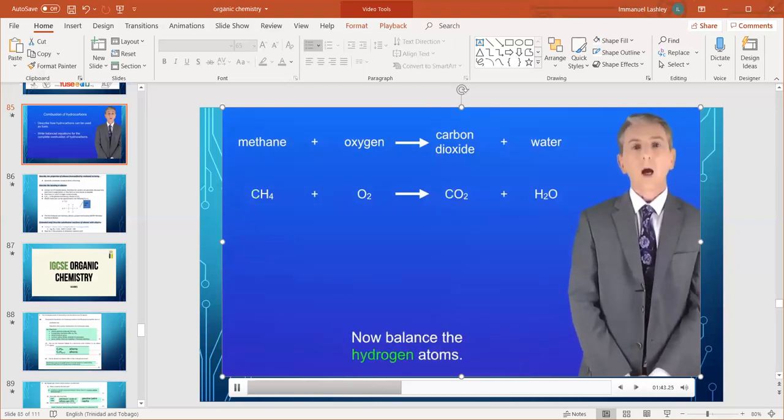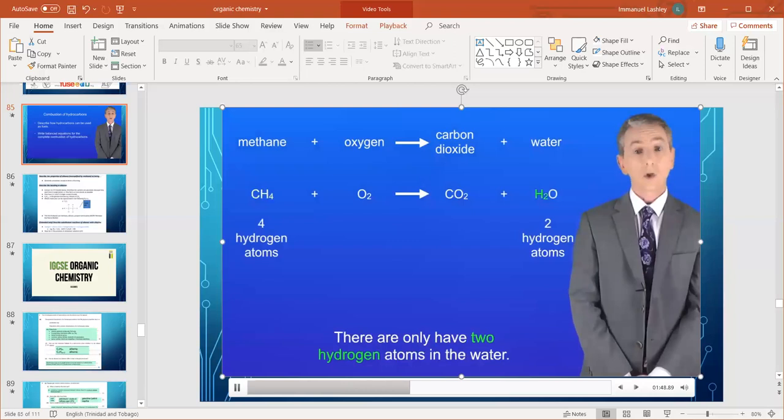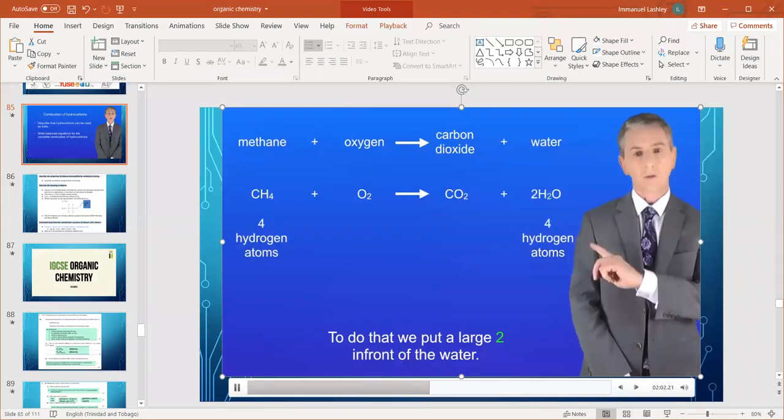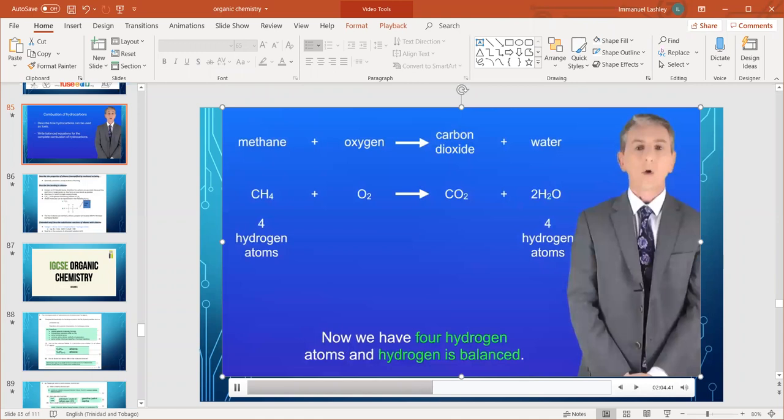Now we need to balance the hydrogen atoms. We've got 4 hydrogen atoms in the methane, but there are only 2 hydrogen atoms in the water. So the hydrogen atoms are not balanced. We need to get 4 hydrogen atoms on the right-hand side. And to do that, we put a large 2 in front of the water like this. Now we have 4 hydrogen atoms and the hydrogen's balanced.